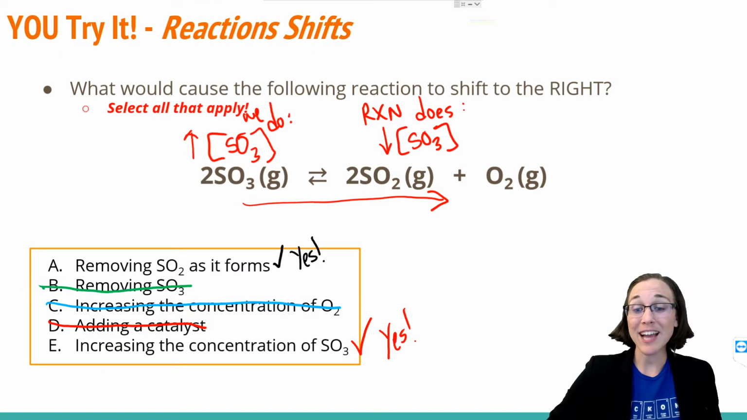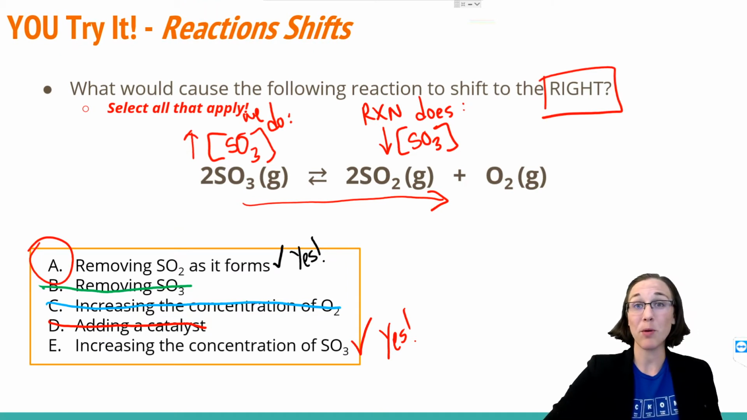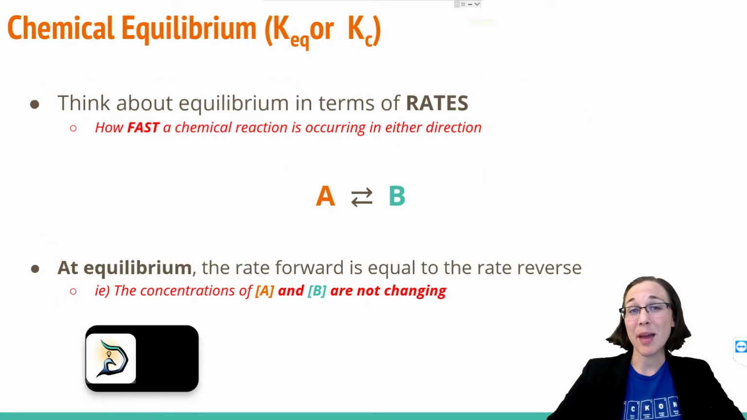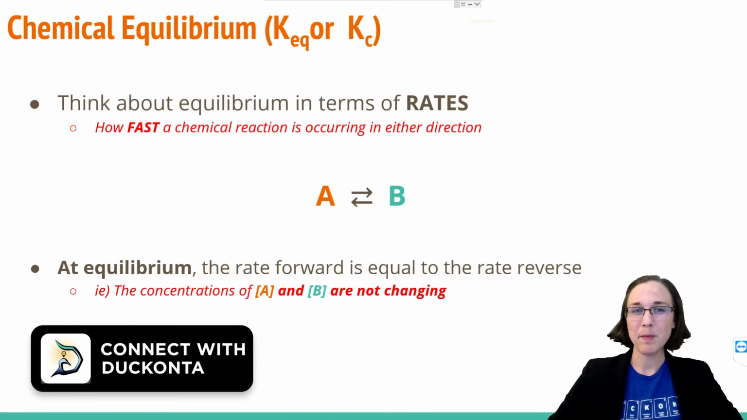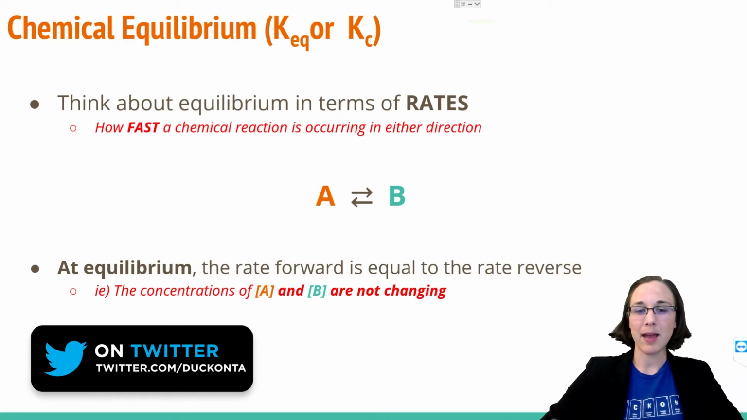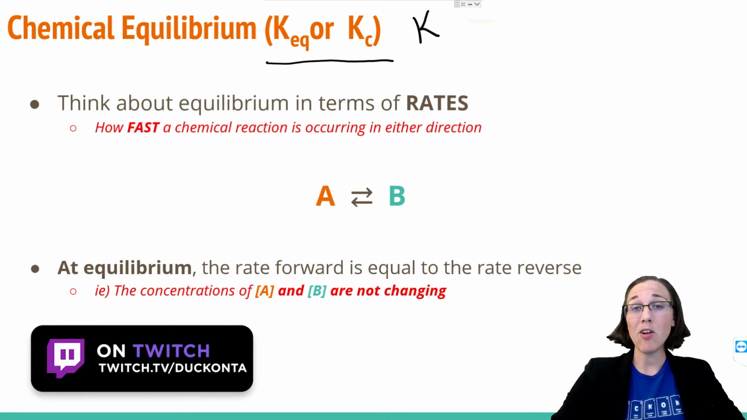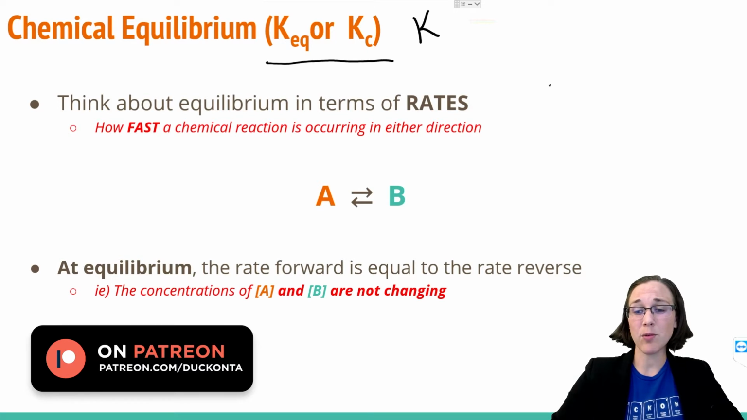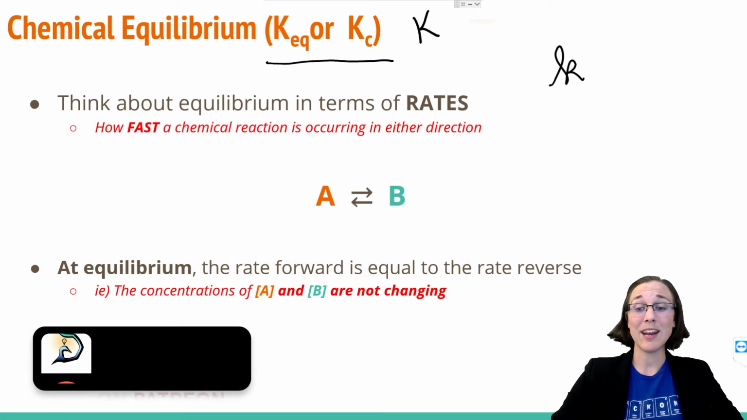So to make this reaction shift to the right, we can pick both A and E as options that would do so. Now let's talk about the chemical equilibrium aspect here. We represent chemical equilibrium as Keq or Kc or sometimes just K. In all cases, you're going to see an uppercase K to represent chemical equilibrium, but you'll also be seeing a lot of lowercase k's to represent rates.